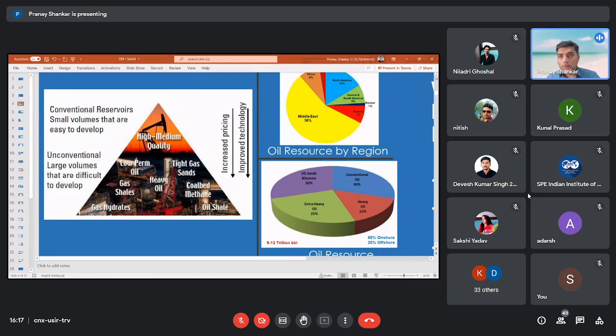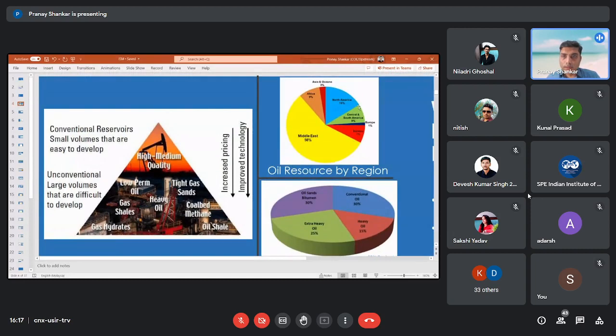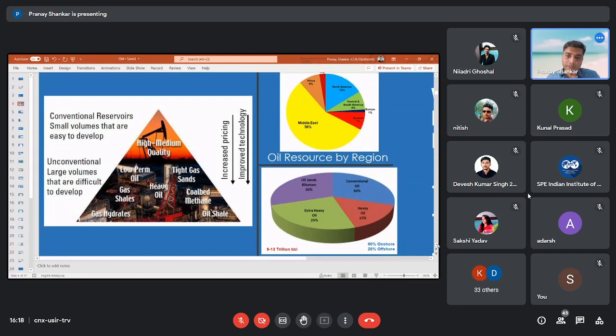So in terms of region-wise breakup, most of the oil resources lie in the Middle East, which constitutes close to 55 to 60%, followed by North America, and then Central and South America and Africa. And Asia only constitutes just 3% of total oil resources available worldwide.